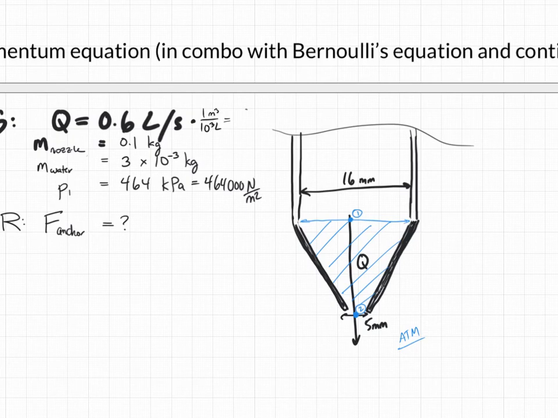If we do that conversion, we end up with 6 times 10 to the negative fourths cubic meters per second. That's our Q. We don't want to work with liters. Now that we have all this in standard units, we get the masses in kilograms, and we can calculate weights by just multiplying times gravity. That's pretty straightforward. Now what we want to know is the force of anchoring.